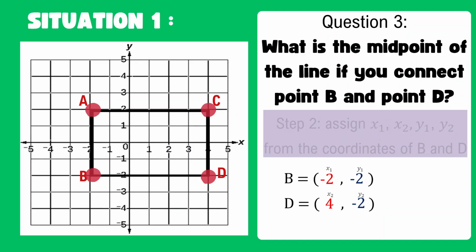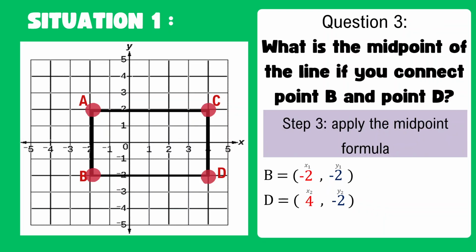Step 3. Apply the midpoint formula. So the midpoint formula is M for the midpoint. Then we have parentheses and a comma indicating that our answer must be an ordered pair or a pair of coordinates.